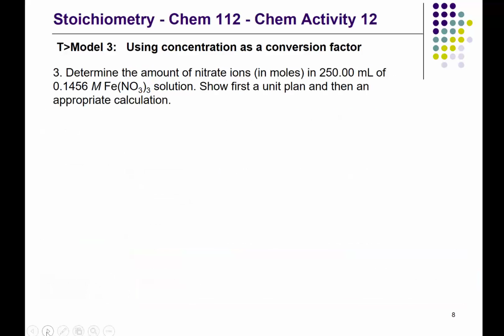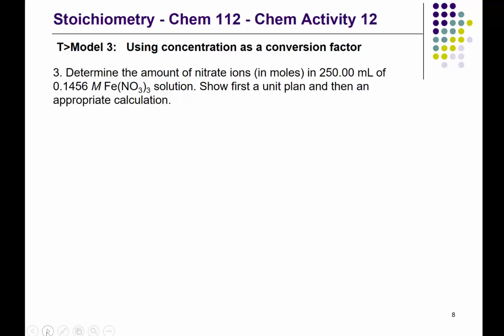As a little bit of practice, let's take a look at this calculation. Determine the amount of nitrate ions in moles in 250 mL of 0.1456 molar iron(III) nitrate solution. I indicate first show a unit plan and do the appropriate calculation. Note, in this case, we're asking for the amount of nitrate ions and not the amount of iron(III) nitrate.